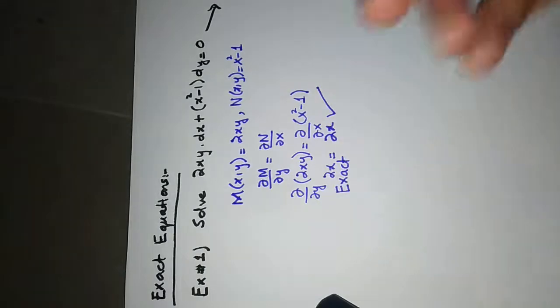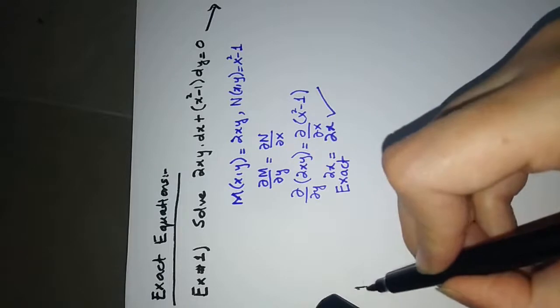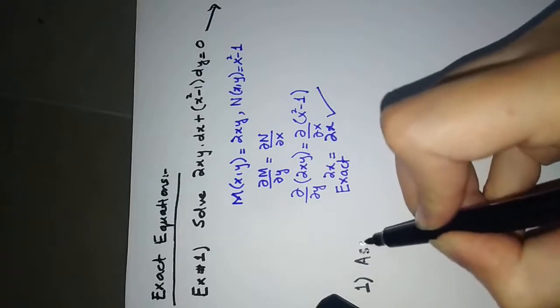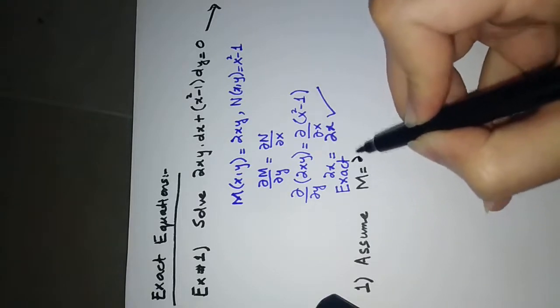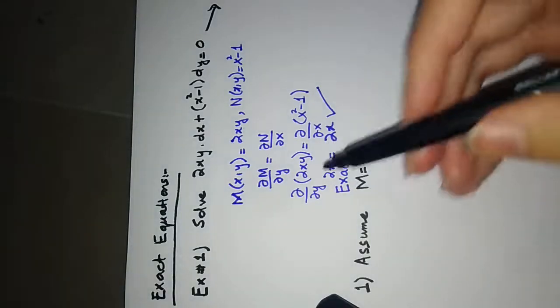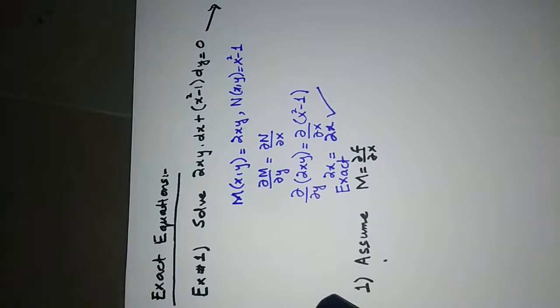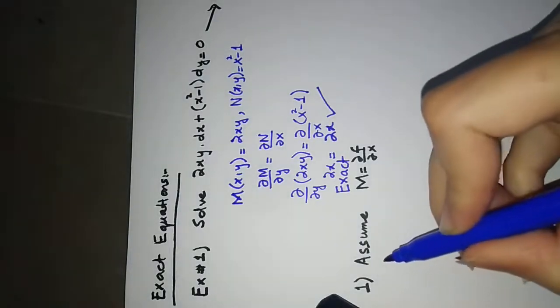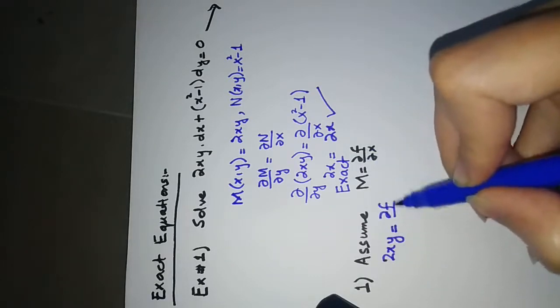Now we come to the procedure, the method of solution. What do you have to assume? Step number one is to assume M equals partial f by partial x. So replace the M function. The M function is 2xy, so 2xy equals partial f by partial x.